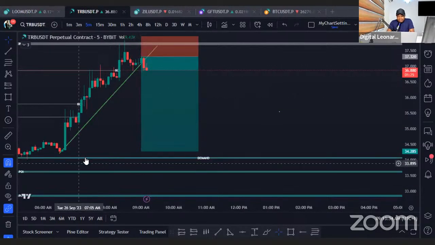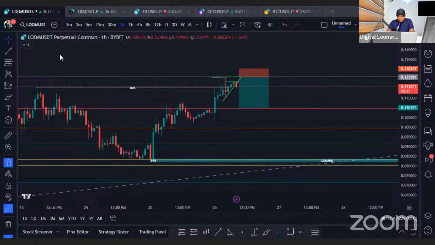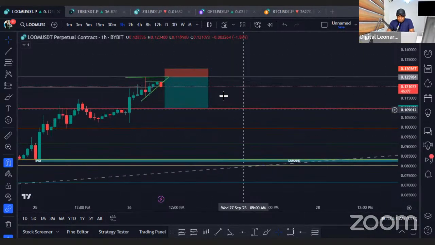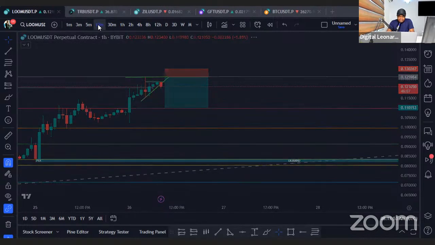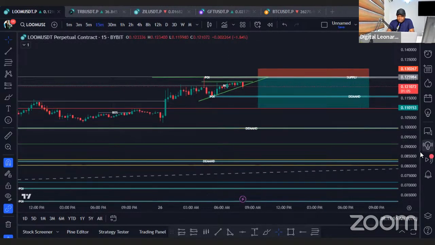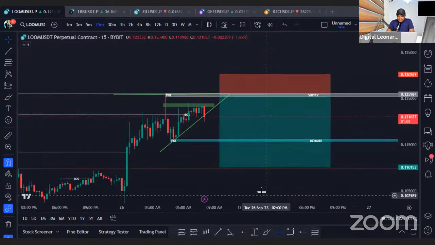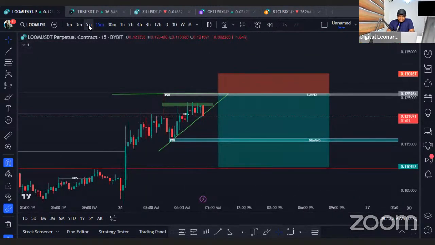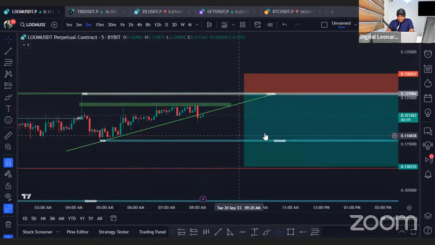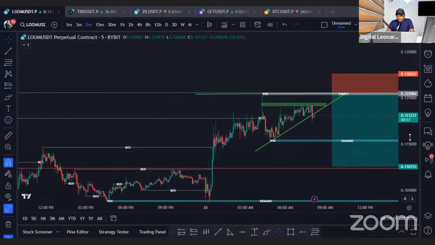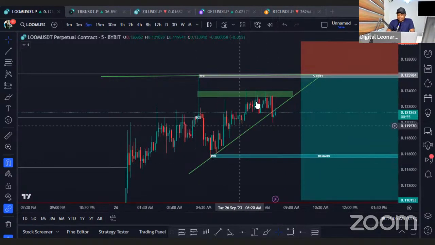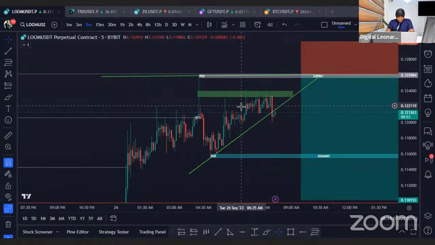Yeah, TRB is going very well. Let's equally hope that Loom will do its own and go in our favor. Let's look at Loom and see that it will continue to cool down. All right, so that's where I'll be ending it for today.